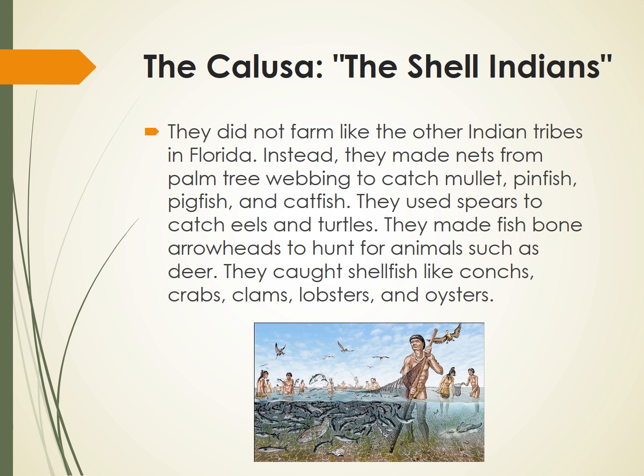Instead, they made nets from palm tree webbing and caught mullet, pinfish, bigfish, catfish. They used spears to catch eels and turtles. They made fishbone arrowheads to hunt for animals such as deer, but primarily they caught shellfish like conchs, crabs, clams, lobsters, a lot of different things they used for eating. And this is where the shell mounds came from, basically these items.